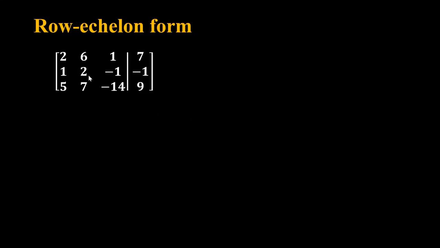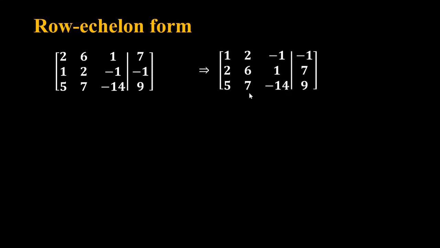So this is our augmented matrix. First we will interchange the first and second rows. Then we will get this matrix: 1, 2, minus 1, minus 1, 2, 6, 1, 7, 5, 7, minus 4, 9, by interchanging the first and second row. I am not writing the row operations because we already did them in the previous class.